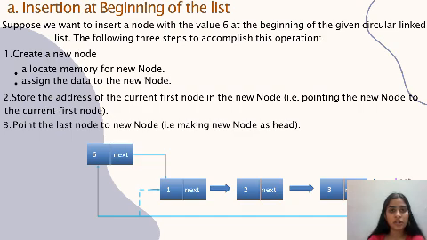So, insertion at beginning of the list. Suppose we want to insert a node with value 6 at the beginning, then we create a new node, we allocate memory for the new node and we assign the data. And then we store the address of the current first node in the new node and then point the last node to the new node.